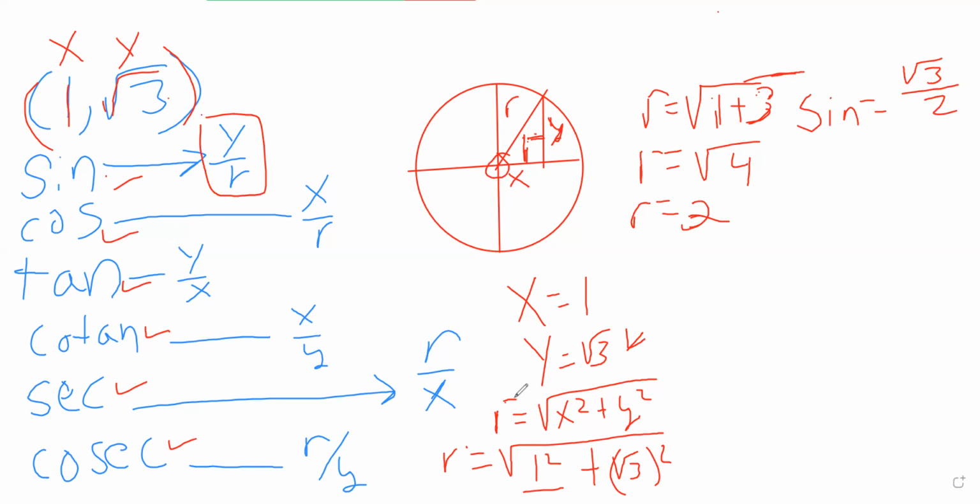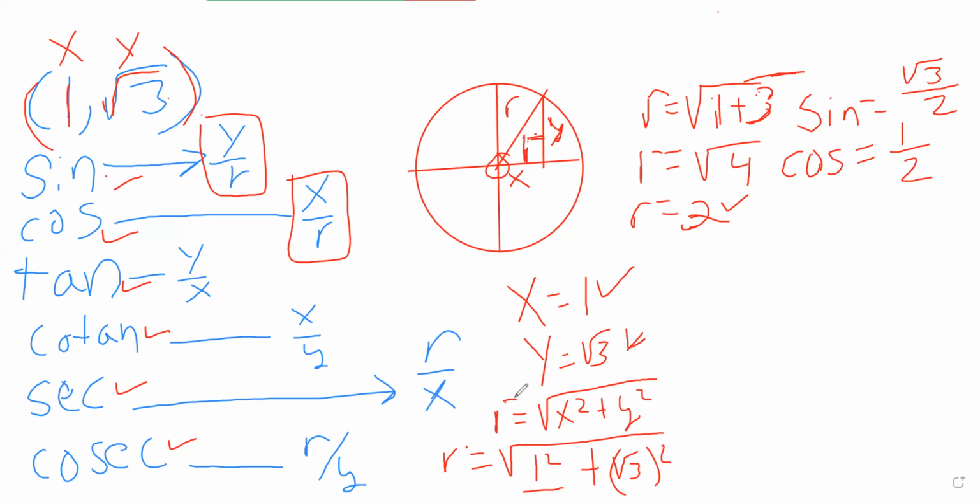Okay. Now we're going to go with cosine. Cosine is what? X over r. What did we say was x? We said x was 1. So we put 1. What did we say was r? R is 2. So cosine of theta is 1/2. Sine of theta is root 3 over 2.